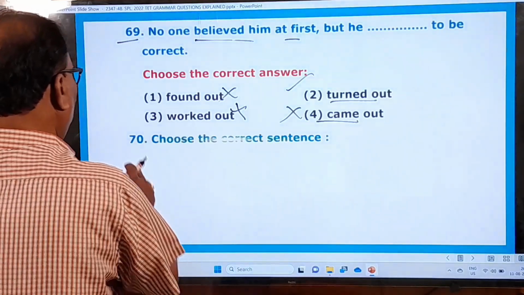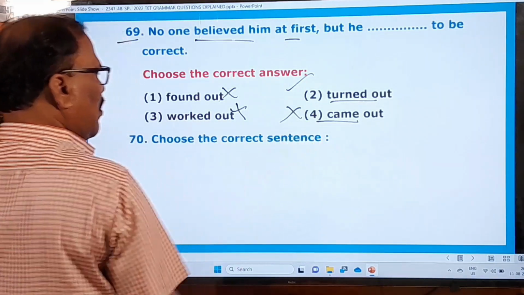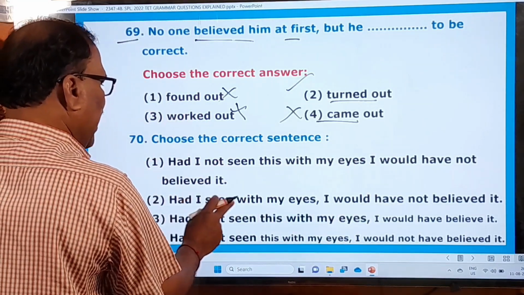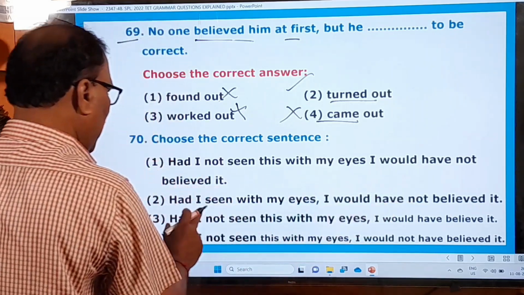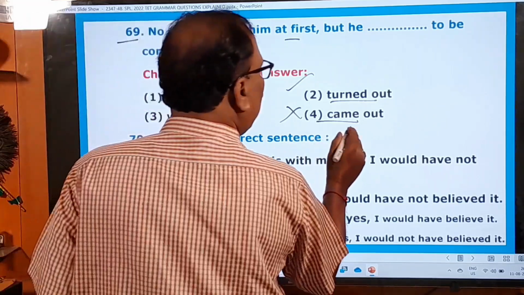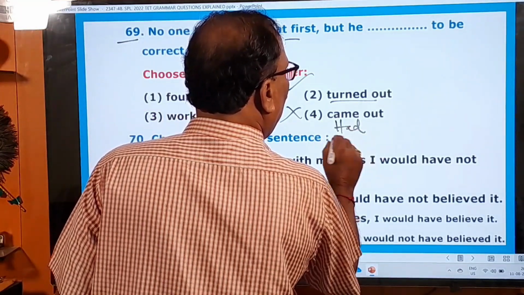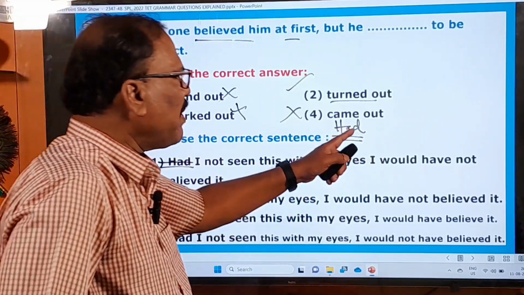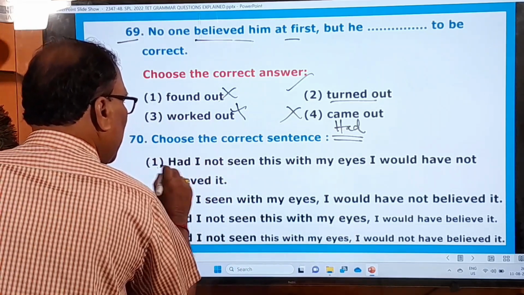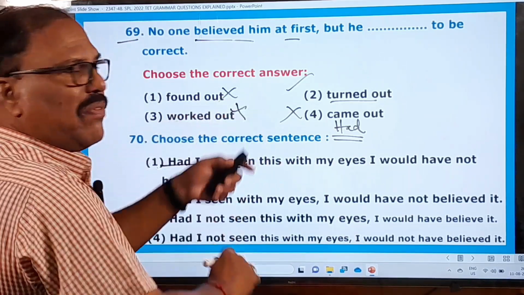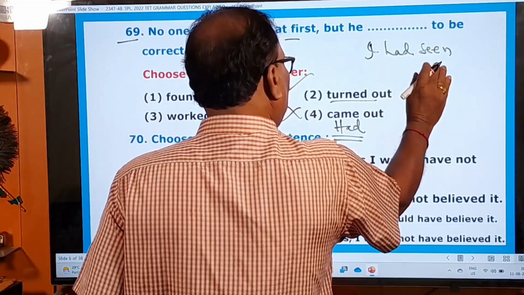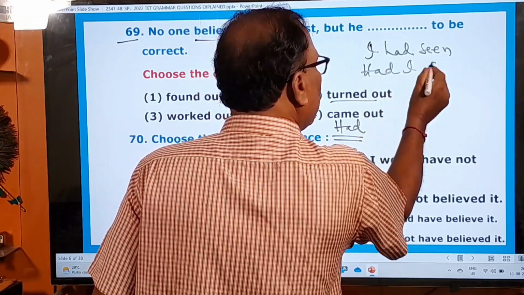And you go to the next one, 70th one. Choose the correct sentence. Here he has given: "Had I not seen this with my eyes, I would not have believed it." "Had I seen with my eyes, I would have not believed it." So these are all the questions. But let me tell you about this "had" question. Had, when given inverted, is a feature of past perfect tense. Inversion means like this. I had gone. I had seen. Now you see, inversion is "had I seen."